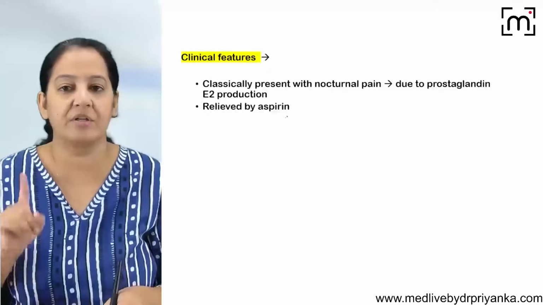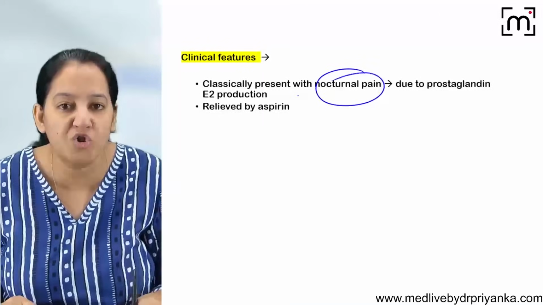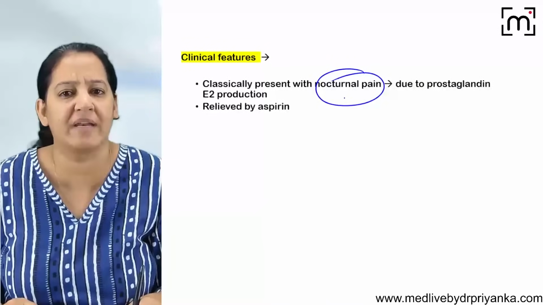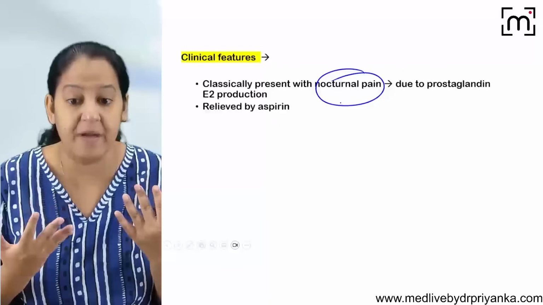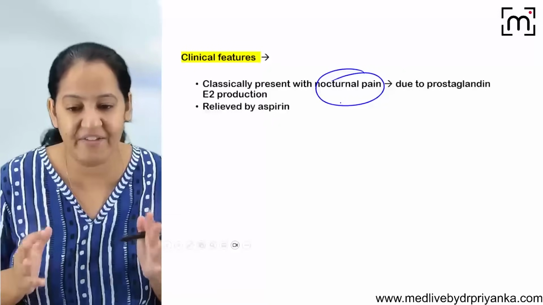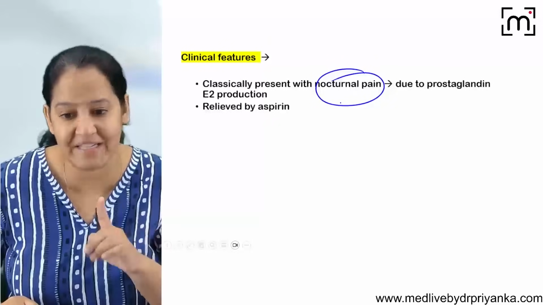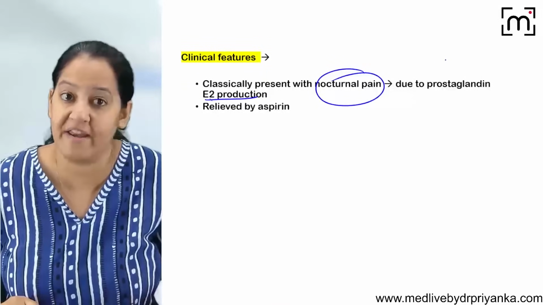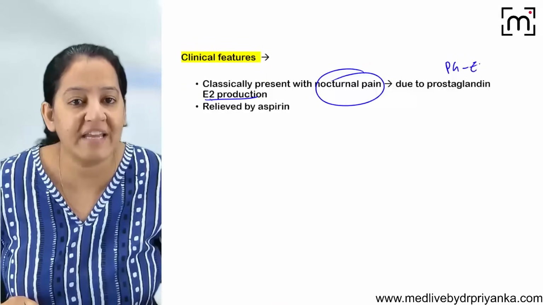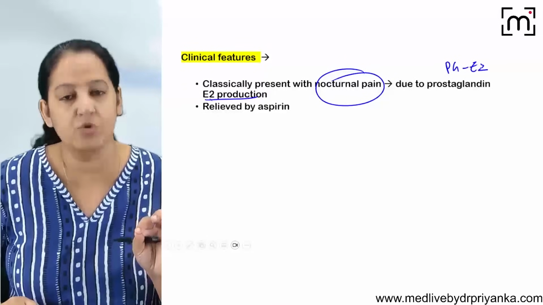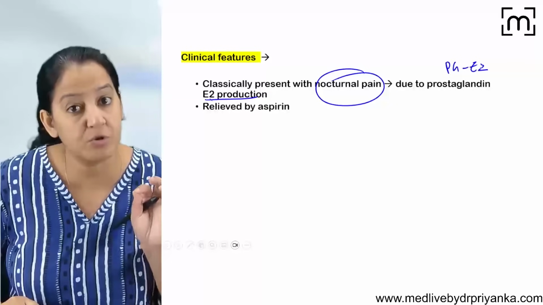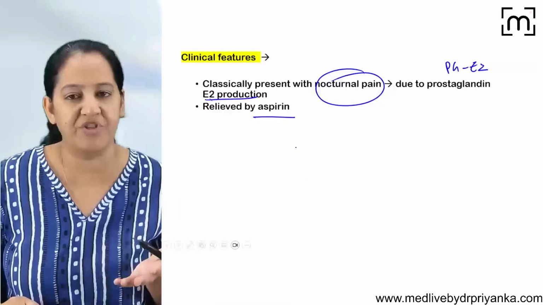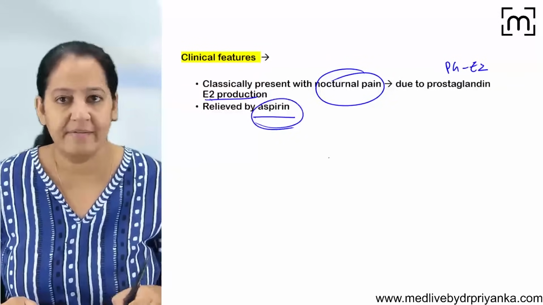Coming on the clinical feature, the most important clinical feature is nocturnal pain. Patients typically have severe pain during night. At midnight the patient gets up from sleep and says, I'm having severe pain at the site of the tumor, especially in the tibia if it is occurring in tibia. It is due to prostaglandin E2 production. It's a very important MCQ. The tumor cells produce prostaglandin E2 that causes nocturnal pain and it is relieved by aspirin. Since it is due to prostaglandin production, it is relieved by the aspirin.